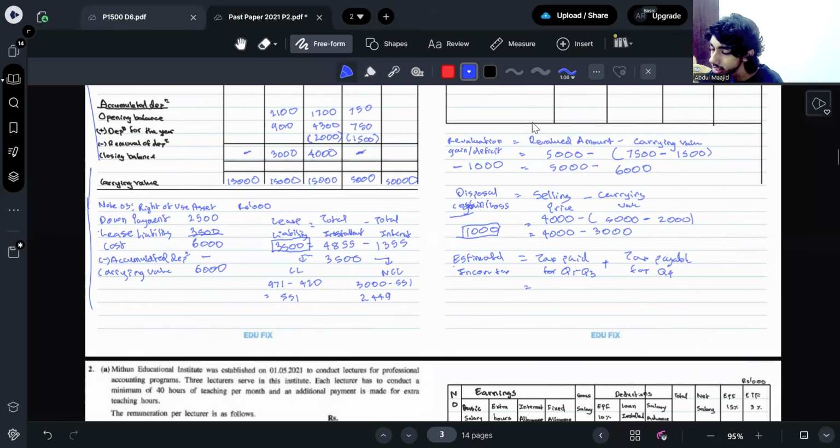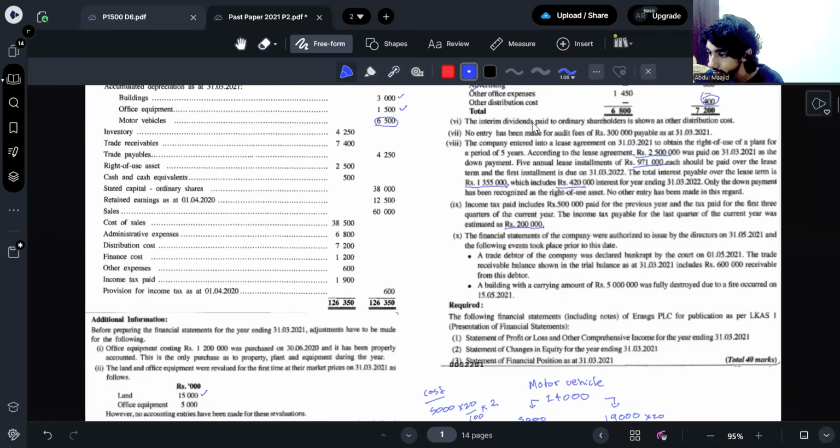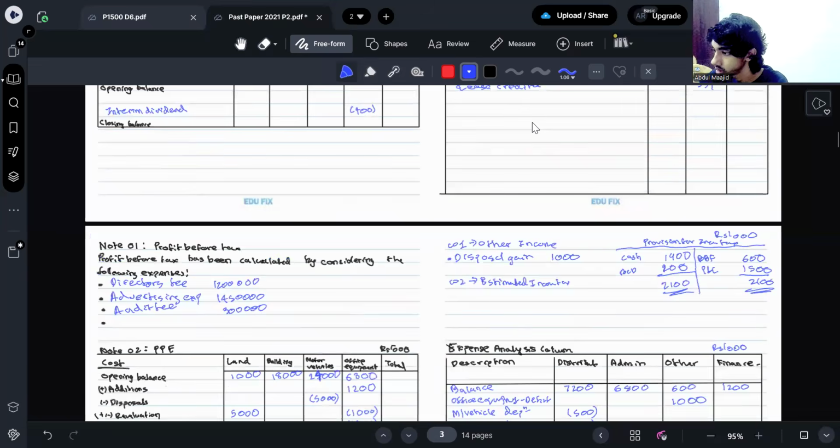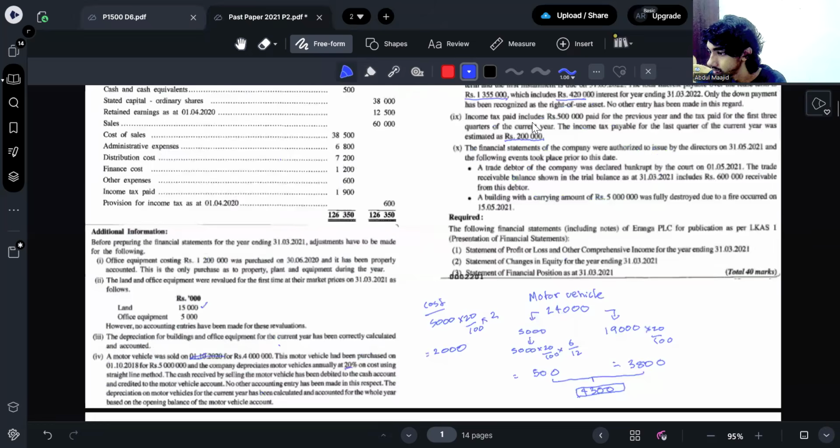Now the tax paid for the first 3 quarters is 1,400, right? Totally we have paid income tax of 1,900. Out of that, 500 is related to last year's payable amount. Then we have paid for this year's 3 quarters 1,400. And the tax payable for the last quarter is 200. Therefore, the estimated income tax is 1,600.